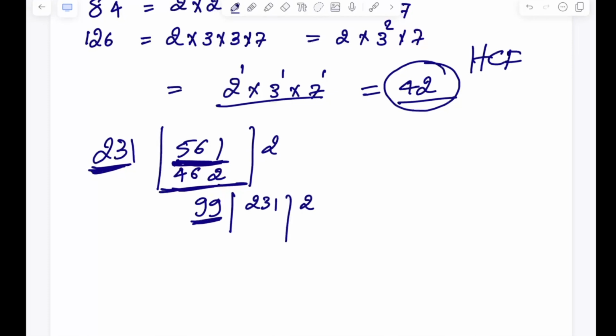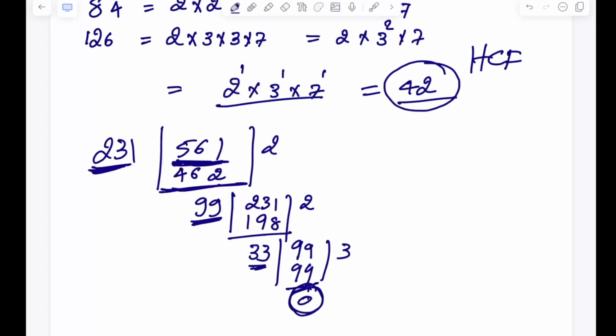99 twos are 198, so you will get 33 as the remainder. Now with this 33, try to divide 99. 33 threes are 99. As we got the remainder 0, this 33 will become the HCF.